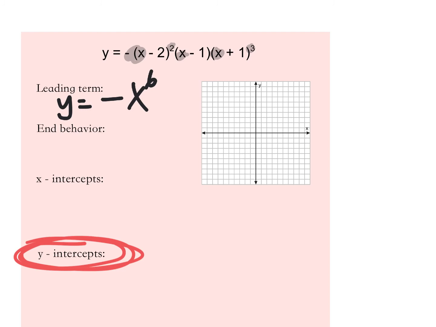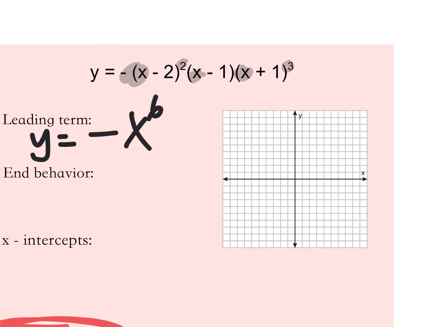Graph. The two ends are both down. It's got a degree 6. Yeah, I agree. They both have to be the same. And the negative here tells me it's down on the right, and they both have to be the same because this is even. I agree with you. Nice job.